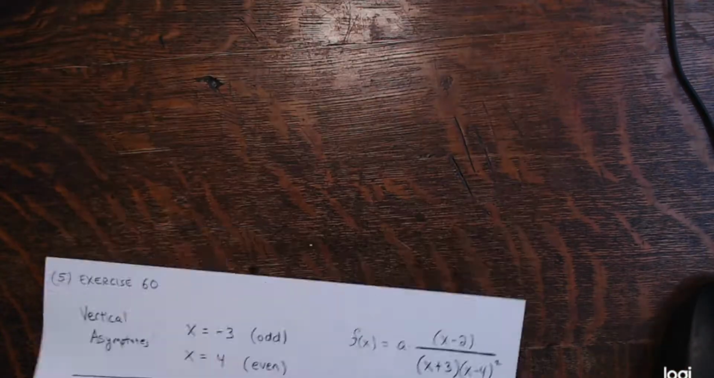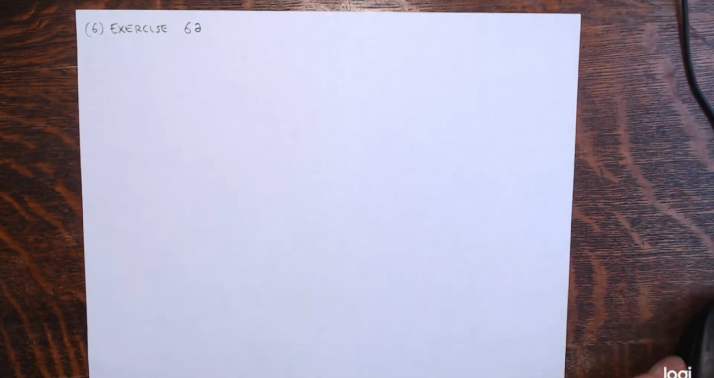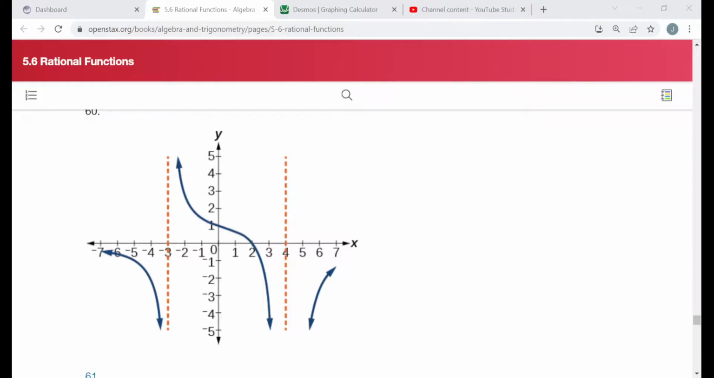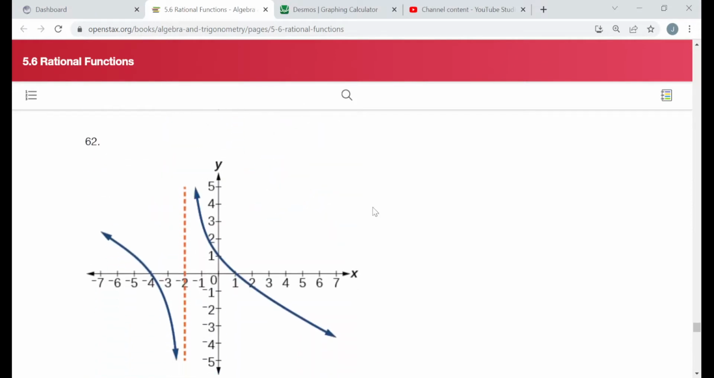Then the next one is just going to be the very next, number 62, and then I have 64 after this. So just more exercises from the back of the end of the section here. So 62. So it looks like, again, I'll just write out the information.